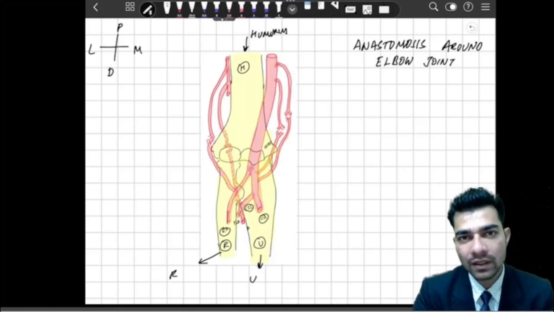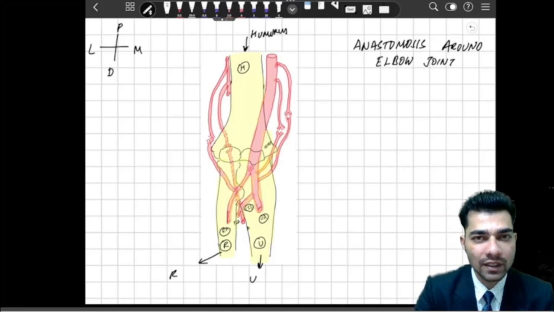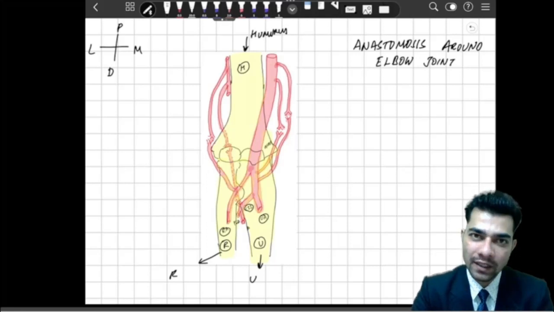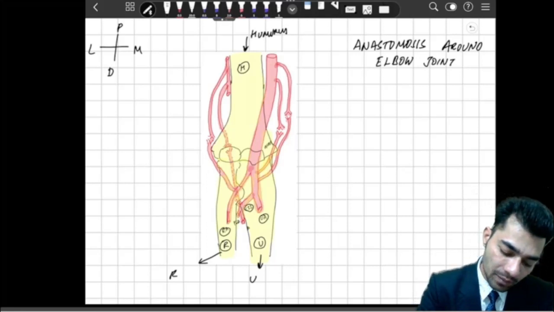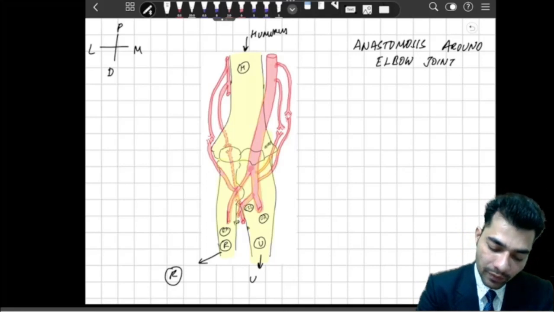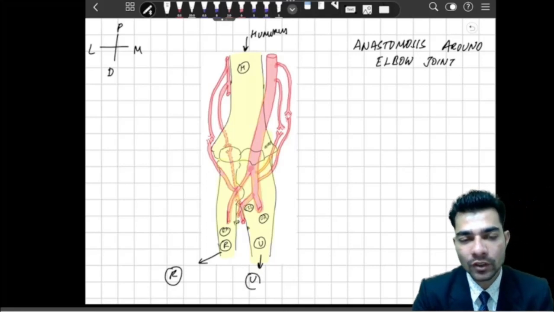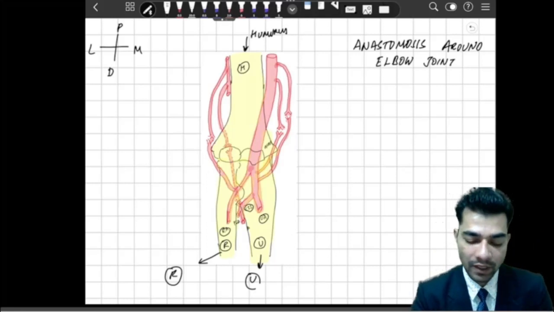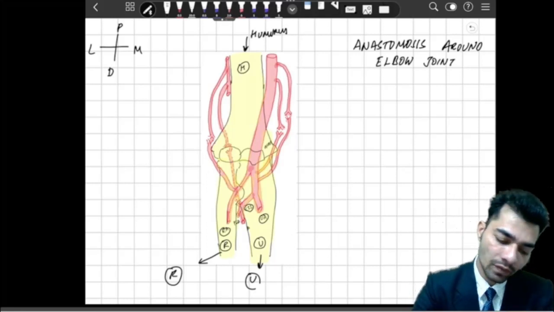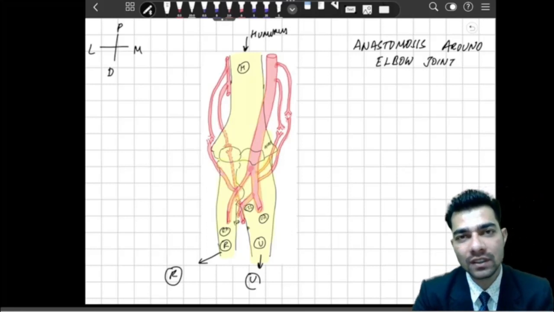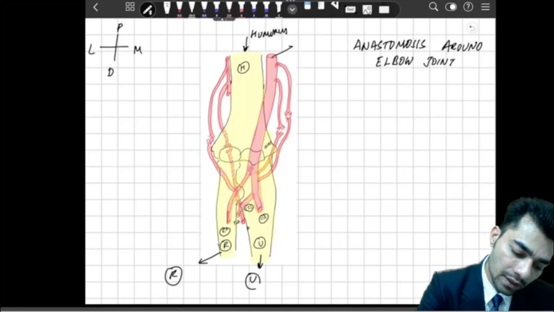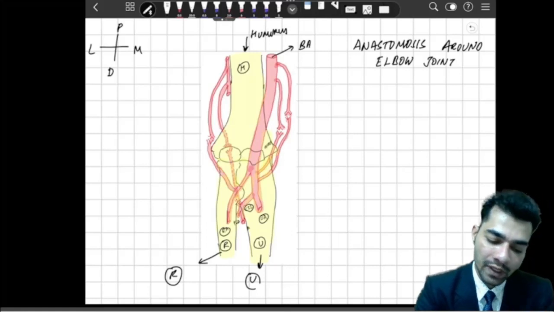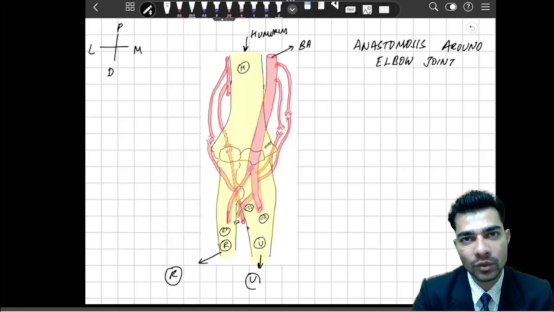So proximally the elbow joint is formed by the humerus bone, distally by two bones. In the distal aspect, laterally by the radius and medially by the ulnar bone. So let's see what its arterial supply around the elbow joint is. The main artery which forms this anastomosis is the brachial artery. This is the brachial artery, which lies on the medial aspect of the humerus bone.